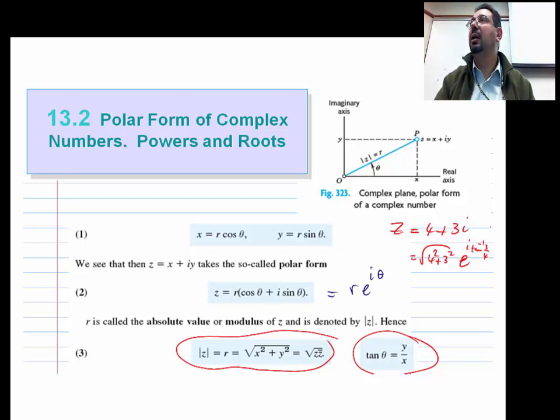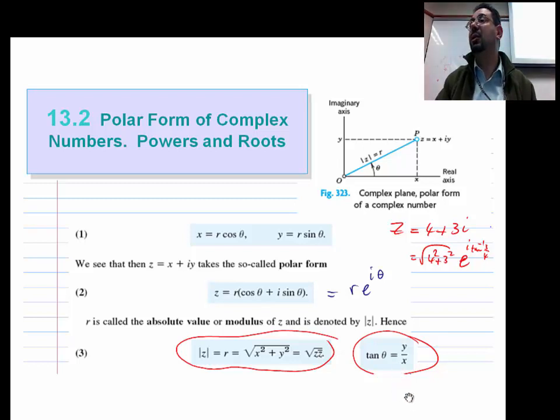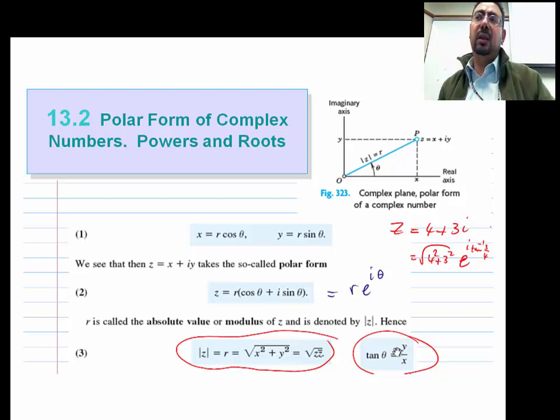Okay? This is important because this is how you will be able to solve the problem that you'll get in the final, how you will get the z out of the equation. It's by converting from Cartesian to polar or from polar to Cartesian. Question about this? This tan theta, we'll talk about it in the coming slides, how you get the right theta.